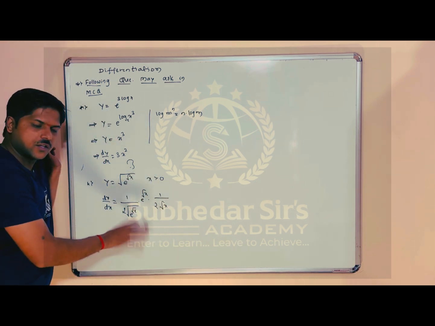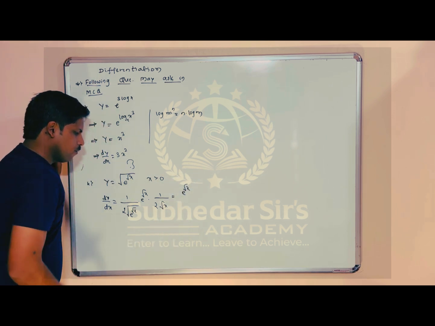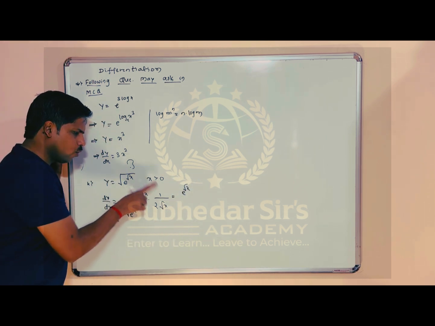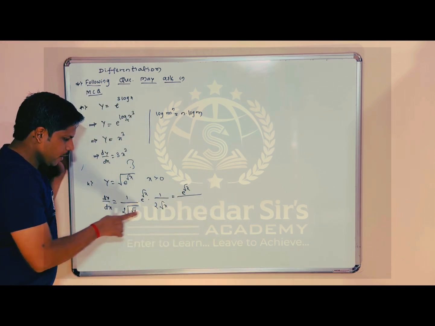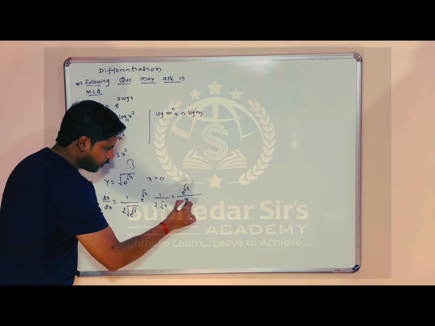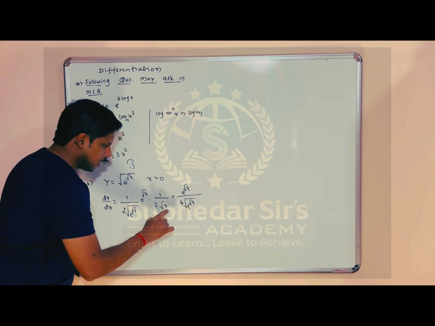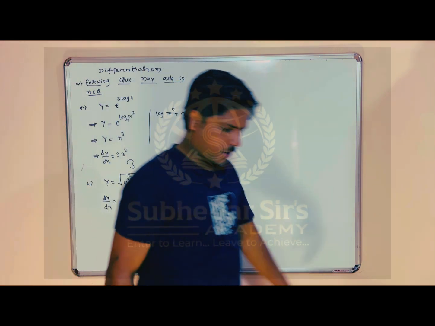Now simplify this one. So we get here e to the power root x, because e to the power root x into 1 into 1. So that is e to the power root x divided by 2 into 2, 4. E to the power root x into root x, which is the required solution.